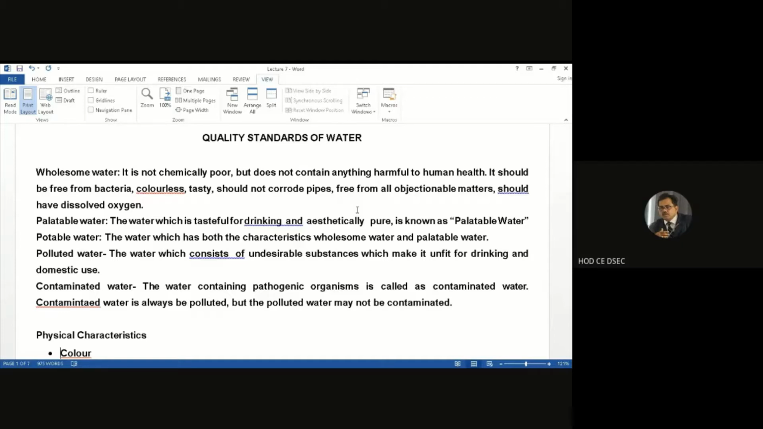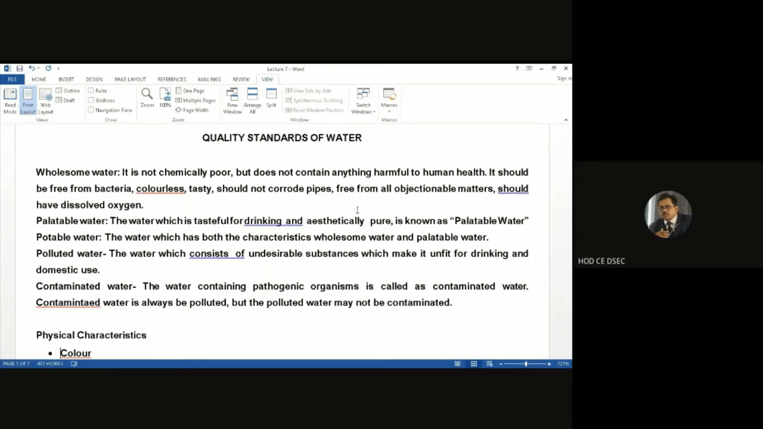Second terminology I am going to tell you is the palatable water. What do you mean by palatable water? The water which is tasteful for drinking and aesthetically pure is known as the palatable water. So this is the tasteful as well as aesthetically pure.